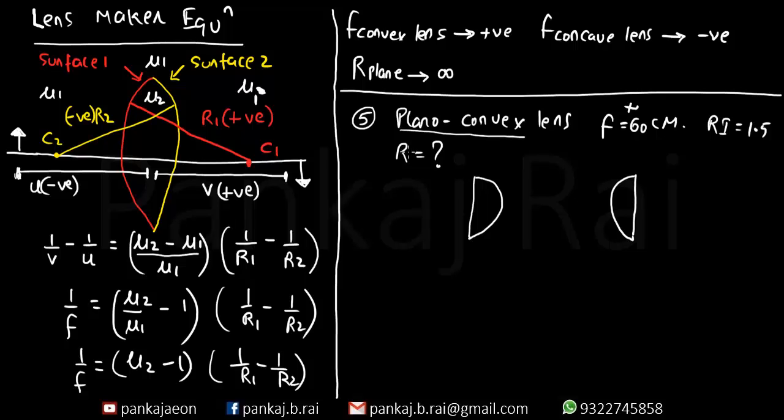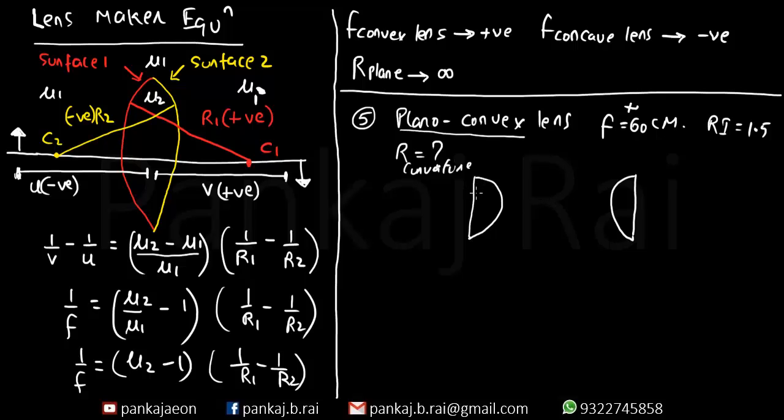Okay, now we have to find the radius of curvature. Now, which curvature? Obviously there is one curvature, which is the curvature of the convex part, because the plane part is completely plane, and its radius, we know, would be infinity, as I stated above. Okay, so let us move ahead.